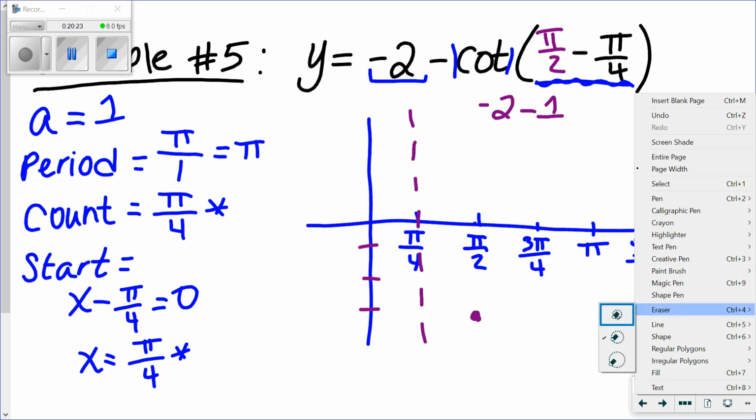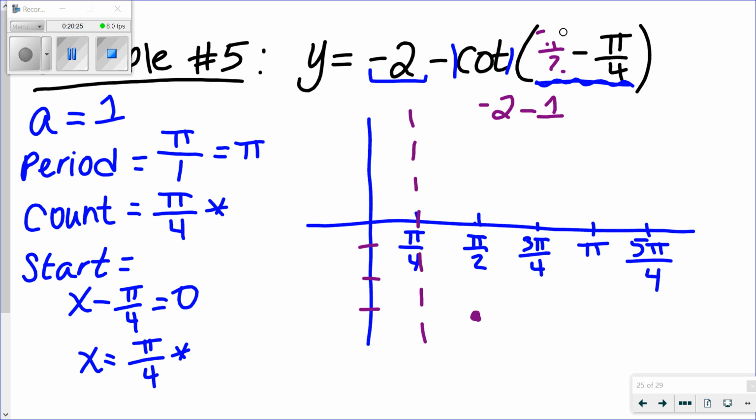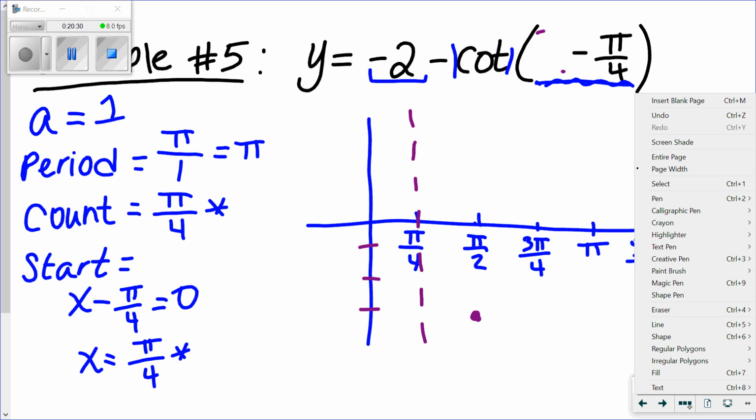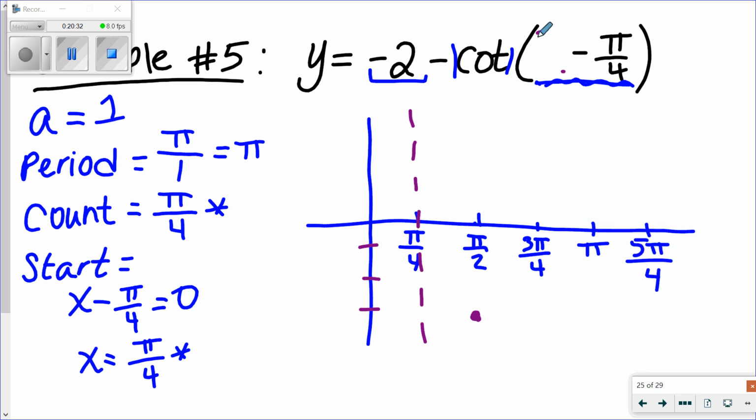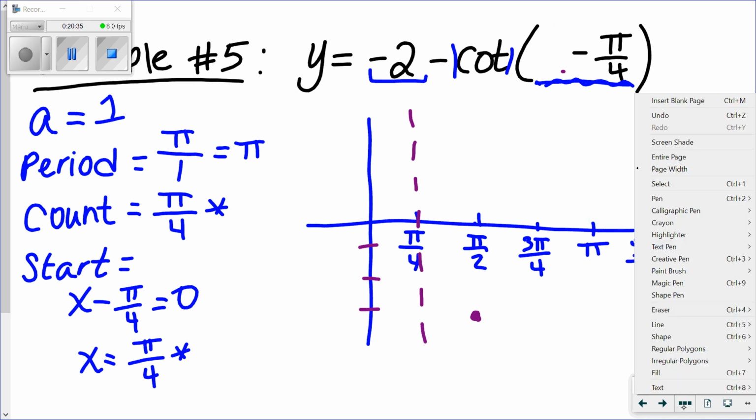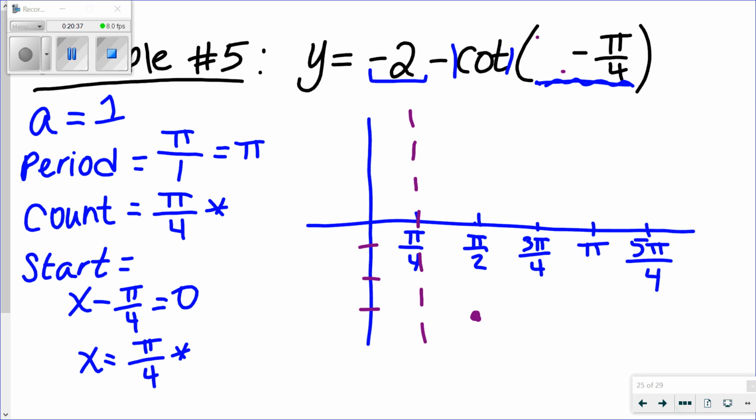If we plug in 3 pi over 4 next, oops, we get the cotangent of 2 pi over 4, and 2 pi over 4 is the cotangent at pi over 2, which is 0. So now we're looking at negative 2 minus 0, which is just negative 2.